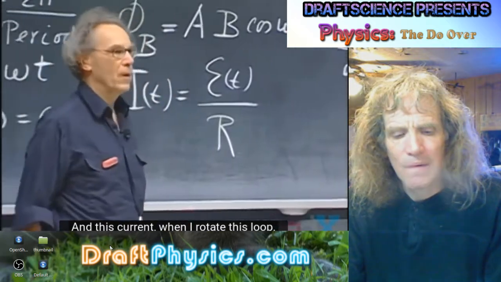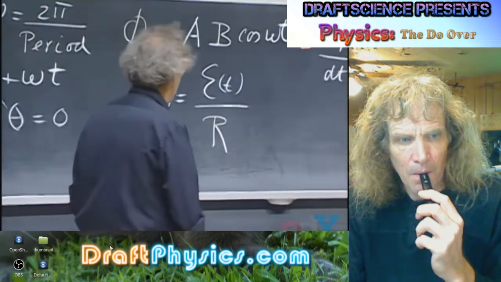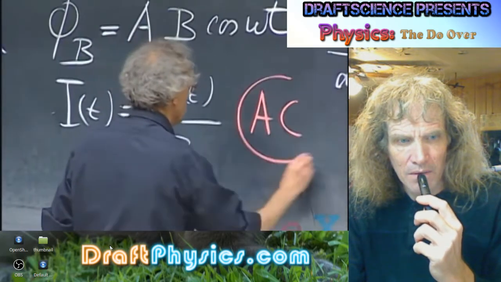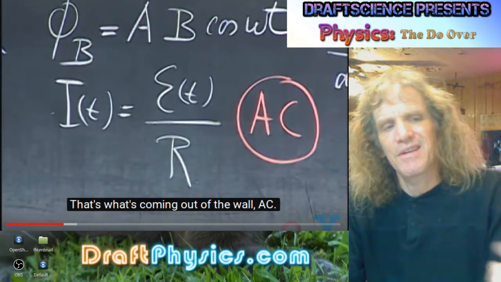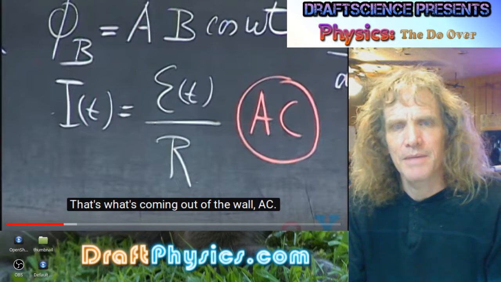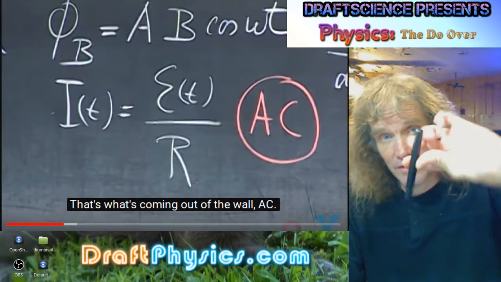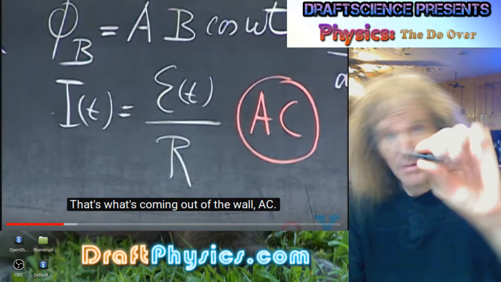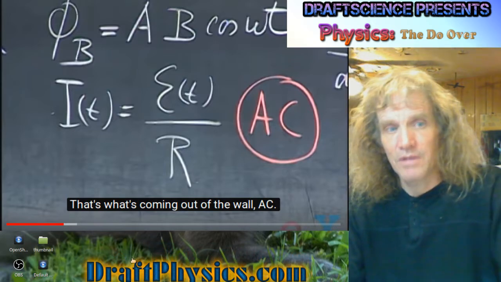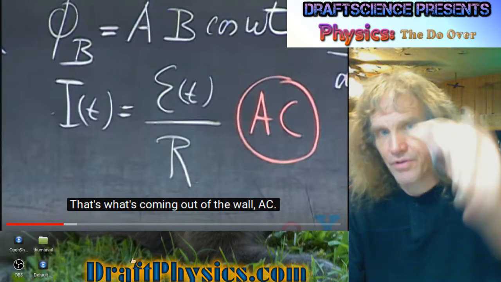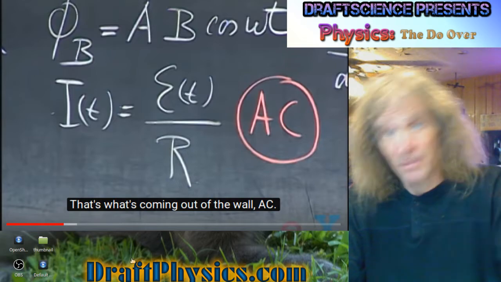And this current, when I rotate this loop, is going to alternate in a sinusoidal fashion. And we call that alternating current, AC. That's what's coming out of the wall. Another designation that's a little bit problematic, because there's a difference between AC, that is alternating between north and south, and just pulsing north, north, north, north. So pulsed DC will work just as well as true alternating AC in terms of allowing the field to collapse so you can repressurize it.